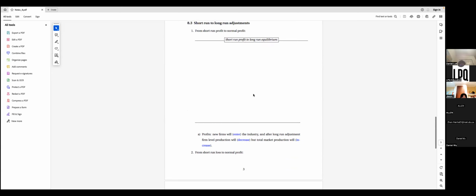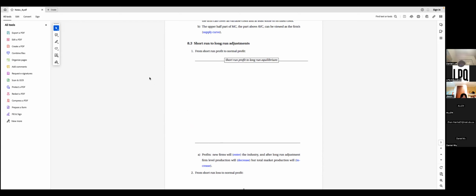Okay, let's draw this graph. Let me show you how to convert from a short-run profit graph to the long run equilibrium. In this big box, I left a larger space for you, because you need to draw four different graphs, four coordinate systems, and put them together for this story.